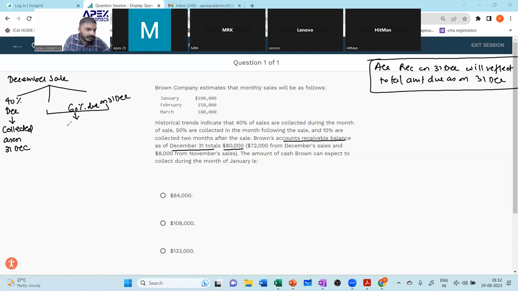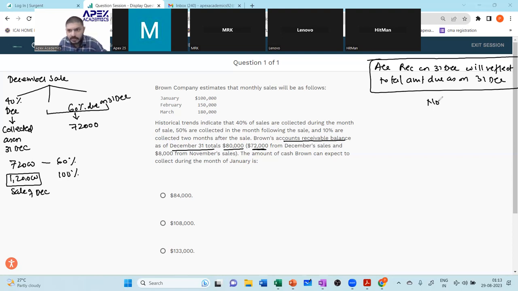This 60% is equal to 72,000. It has been given to you. Now, if 72,000 is 60%, how much is 100%? If I ask you this question, your answer will come 1,20,000. This is nothing but sale of December.